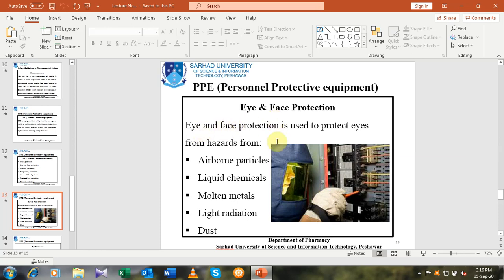Eye protection is used to protect eyes from hazards, and that hazard may be from airborne particles, liquid chemicals, that may be volatile liquids or any other liquid chemical, molten metals, light radiation, as well as dust.